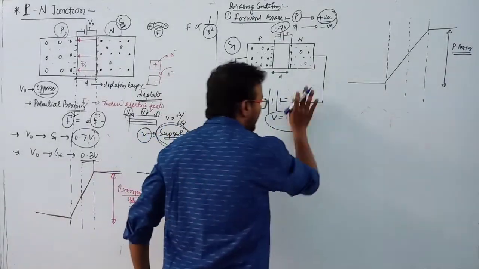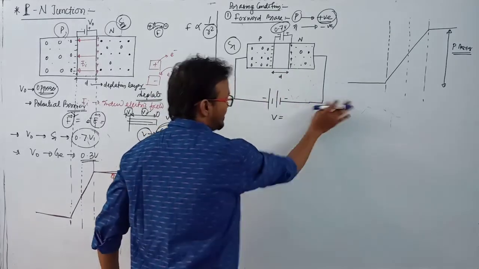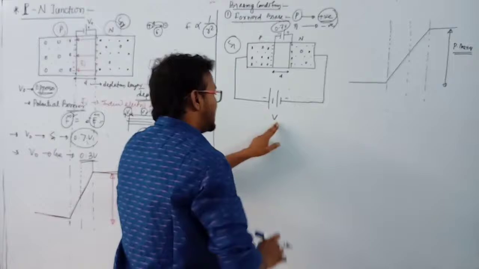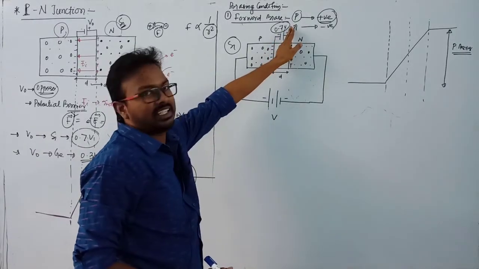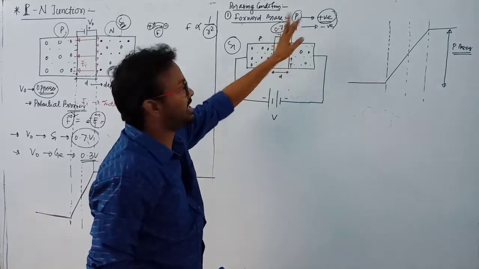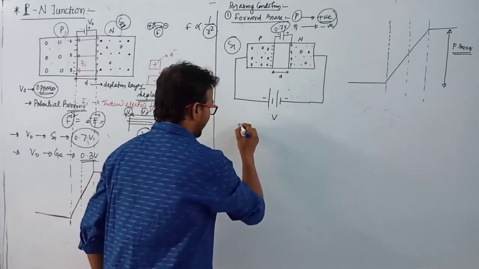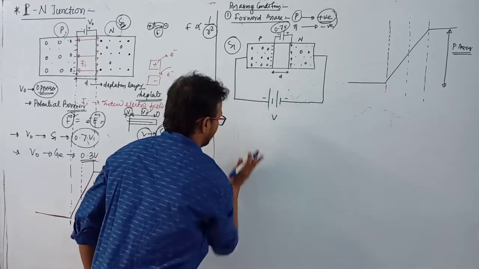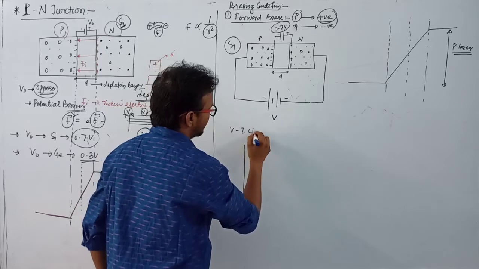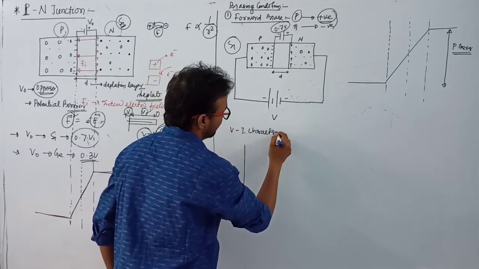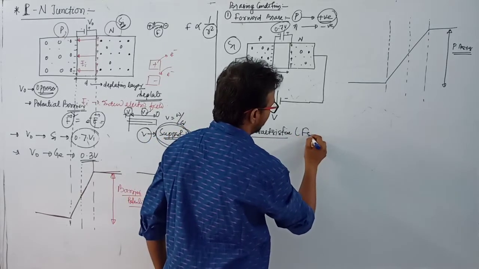So now if we apply a potential difference across the p-type and n-type semiconductor, this potential should be greater as compared to the potential barrier. Clear? Here 0.7, and I am drawing here a characteristic graph. This graph is known as the VI characteristic. VI characteristic. This is for forward bias.